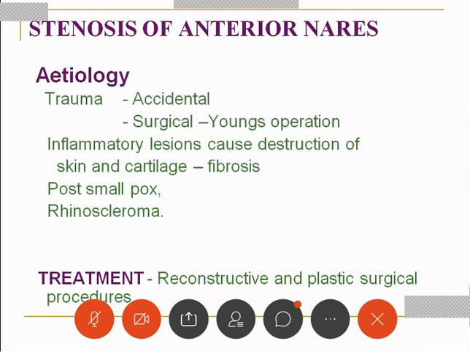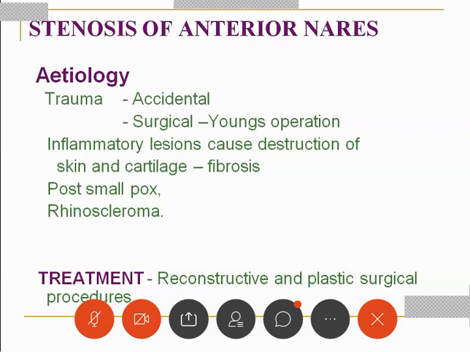Stenosis of the anterior nares. This happens due to trauma or inflammatory reasons, or post-smallpox and rhinosclerosis or rhinoscleroma. Trauma may be accidental or surgical. Accidental is by means of injury to the external cartilages of the tip of the nose, like chronic trauma due to allergic rhinitis, where you will be constantly picking the nose. Even in that case, you might get this.